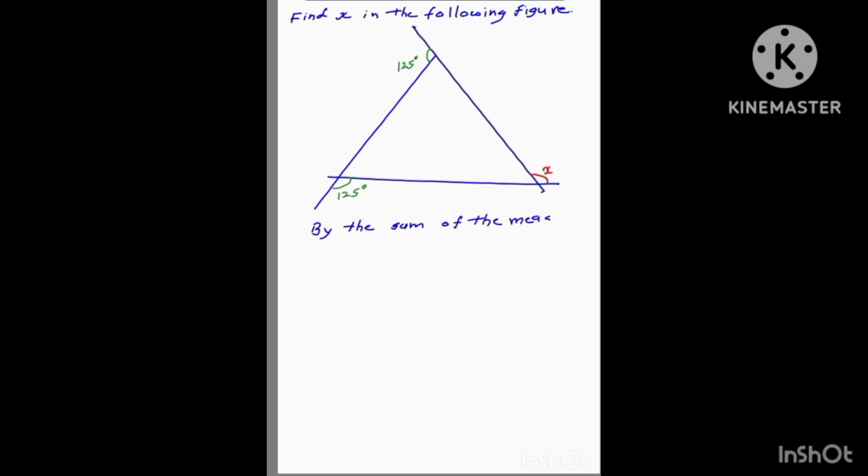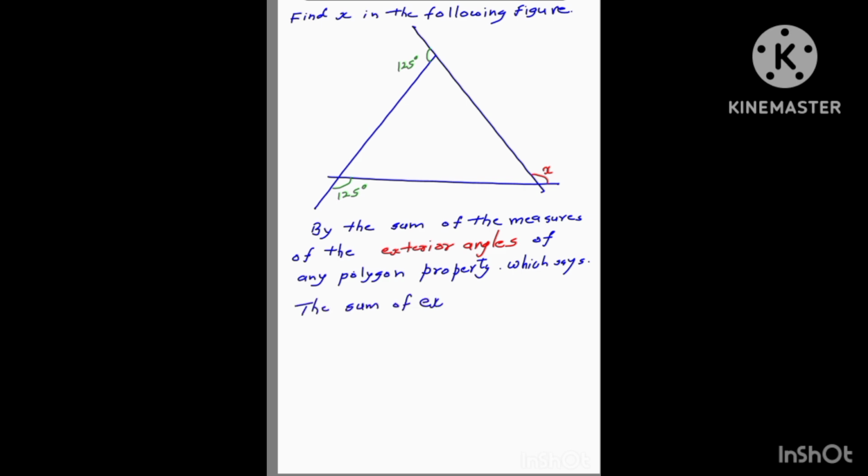Here we use the sum of the measures of exterior angles of a polygon. We are applying that property. In this case, it's just a triangle, so the property remains the same. So what is that property? The sum of the exterior angles of a polygon is 360. Remember that. These properties are very important to solve such types of problems.